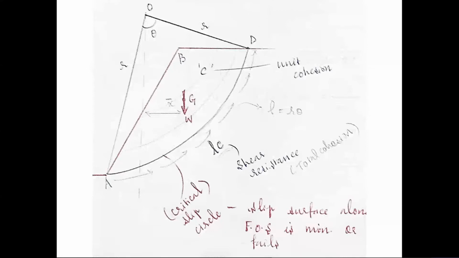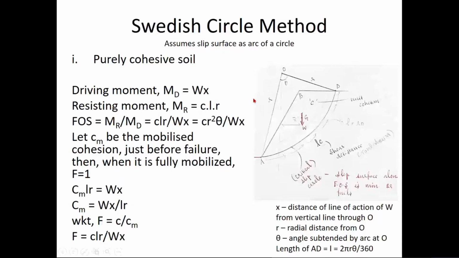All right. Now let us see. What are the driving forces here? Driving moment MD is equal to how much? This W into this X, right? That is my driving moment, MD, considering this as my point of reference, the center of that circle. Then the resisting moment is how much? CL is the total cohesion that is acting along the surface, into that distance R. At any point on the surface the distance is R. So my resisting moment MR is equal to CL into R, and driving moment is equal to W into X.